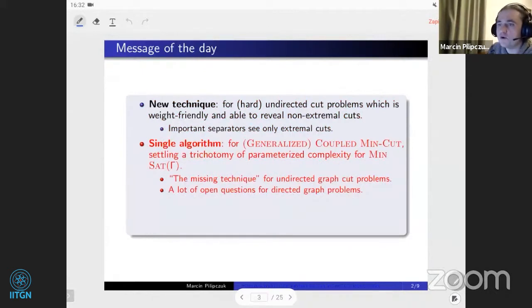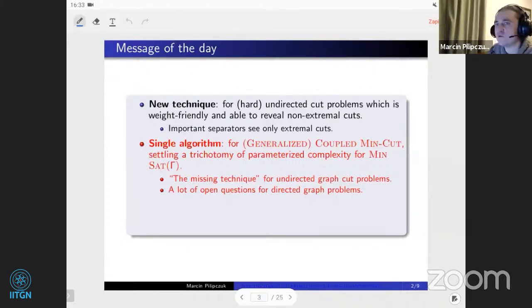Just a word about the background. One of our motivations to develop it was something that's called coupled min cut, which I won't define here, which was one of the undirected cut problems. It's actually quite weird if you look at the definition, but it was one of the undirected cut problems for which we didn't know before if it's W[1]-hard or FPT, and now we know it's FPT. And it turned out that this new technique we developed was the last technique needed to settle some sort of dichotomy for cut problems.